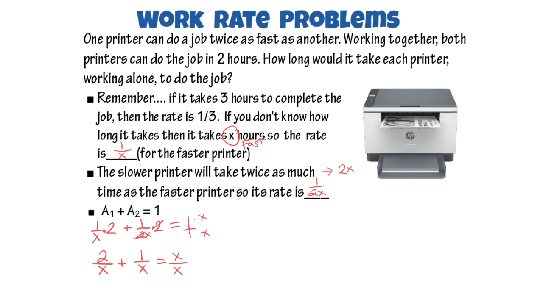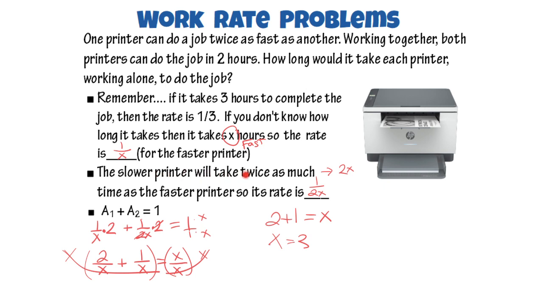So now when I take both sides of the equation times X, all the X's cancel, and I have a 2 plus 1 equals X, so X is 3. Now let's remember, what did X represent? Did we even find what we need? What would I label this? Well, X is how long it takes in hours for that faster printer. So it's going to take the fast printer 3 hours.